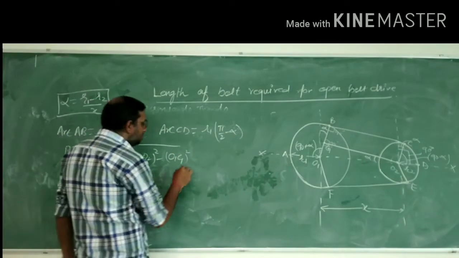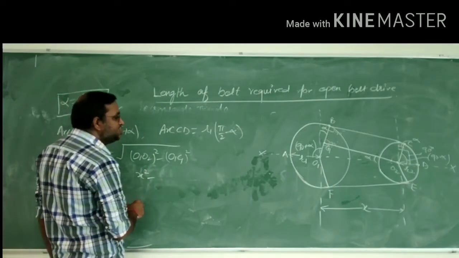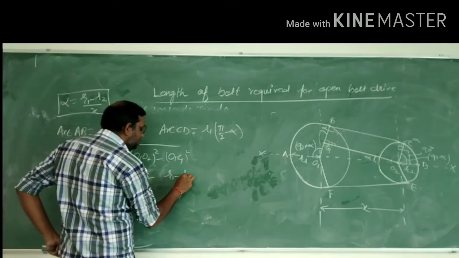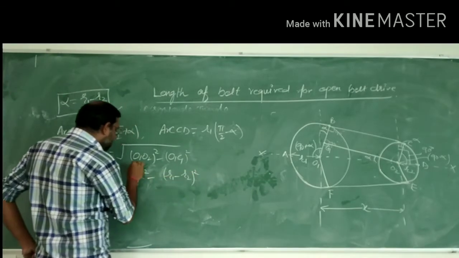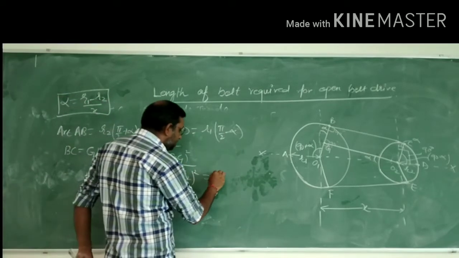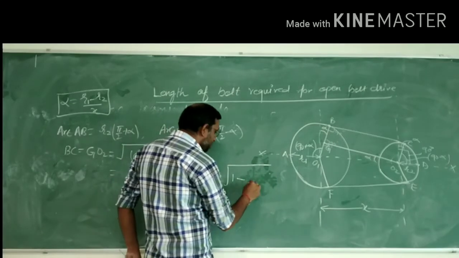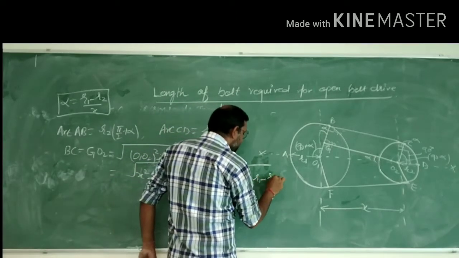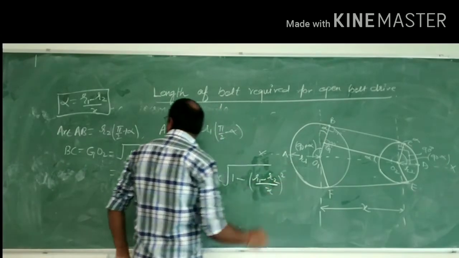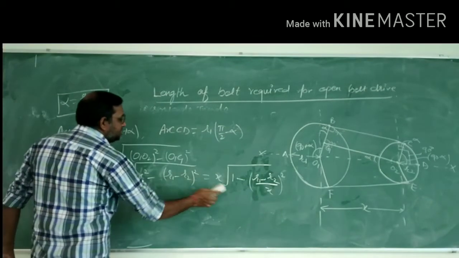Okay, so by putting the value, what is the value of O1 O2? X square, and O1 G that we have calculated, R1 minus R2, under the root. Okay, taking this X as a common from the root, what we are having now? 1 minus R1 minus R2 over X whole square. Okay, is it clear? So we are left with this term.